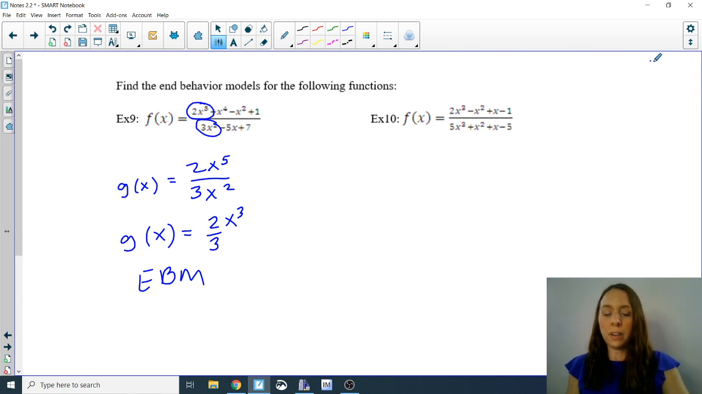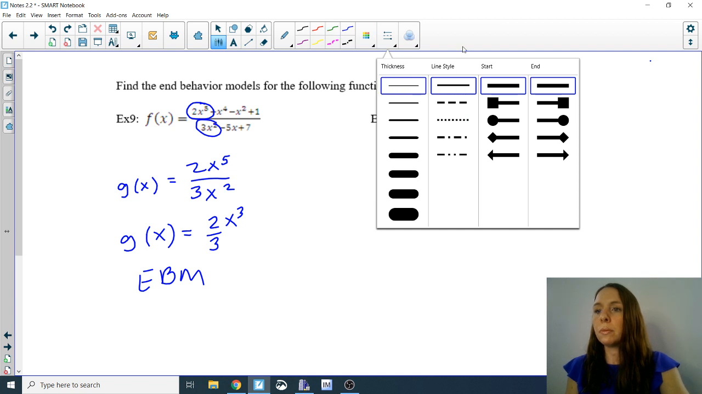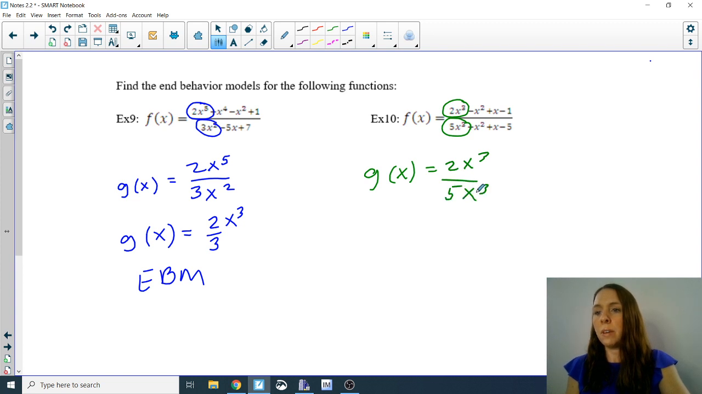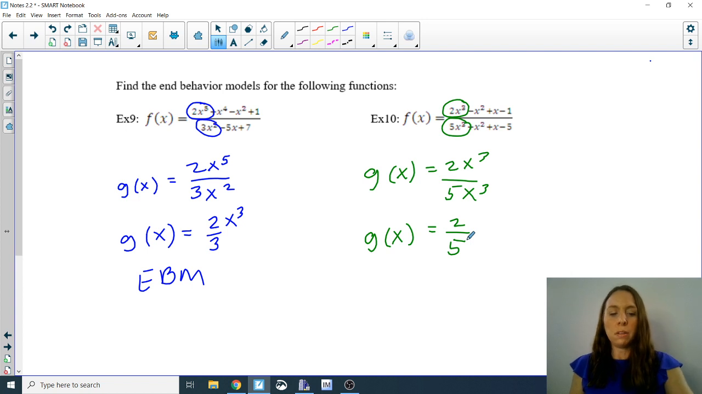All right, finally this one, same idea. We are going to find our end behavior model, which we'll call g of x, by taking, again, the term of the highest power in the numerator over the term of the highest power in the denominator, and take a look what happens there. Your x's divide out. You could say g of x equal to 2/5, 0.4. That is the end behavior model for that crazy looking function.